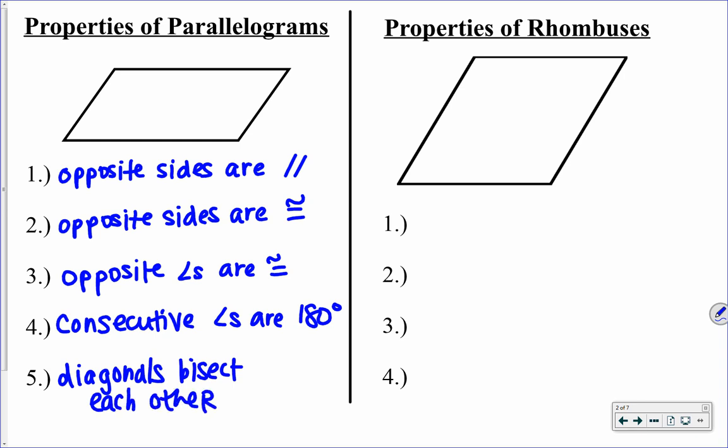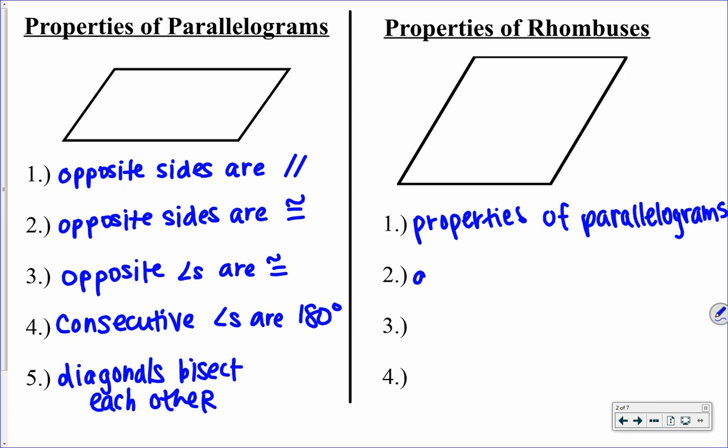Now we're going to be talking about a rhombus. A rhombus is a type of special parallelogram. So it obtains all of the properties of parallelograms. So the properties of rhombuses are the properties of parallelograms. So all of the 5 properties of parallelograms are going to apply to rhombuses. But there's a few special ones that are going to apply as well.